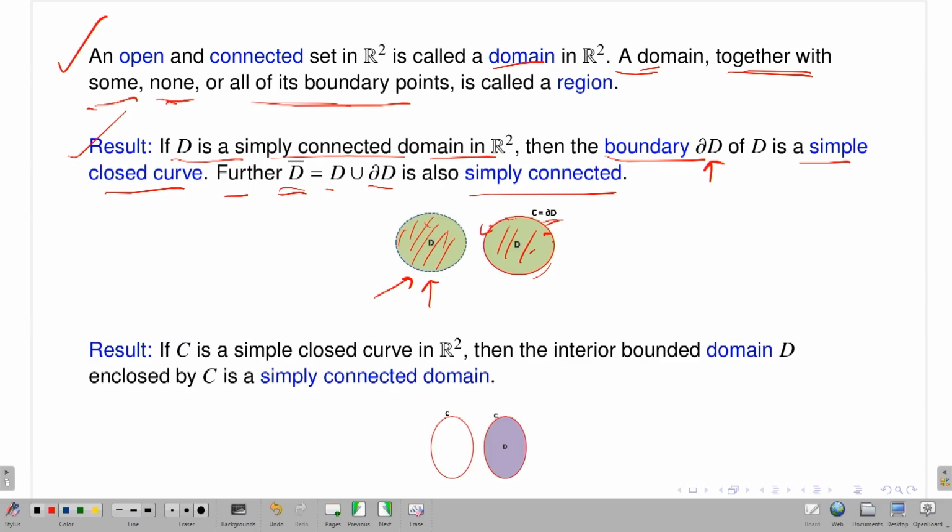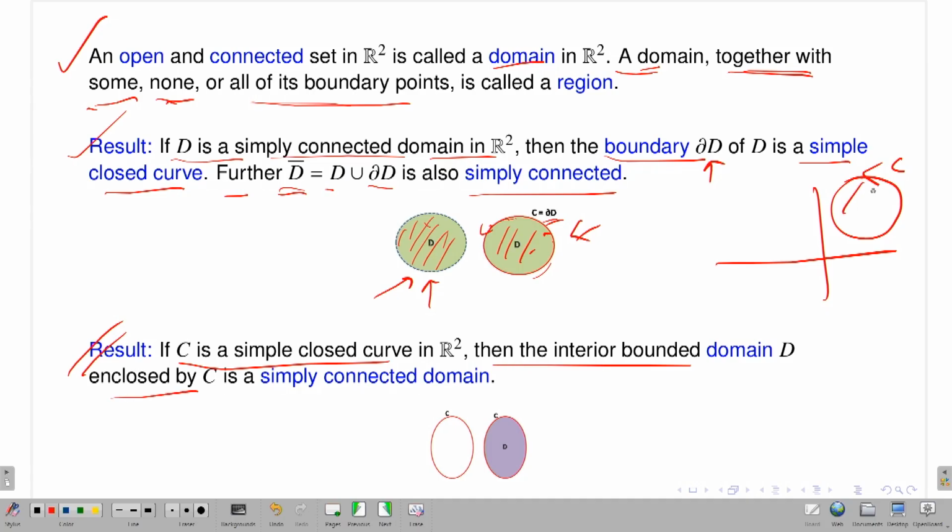If I just take the union of all the boundary points, it is also simply connected. And of course the boundary of your simply connected domain is a simple closed curve because it is straightforward from the pictures. That is one result. What is another result? Another result says that if I start with a simple closed curve C in R2, then the interior bounded domain D enclosed by C is a simply connected domain. So you can see this from the picture, this is also a simply connected domain.